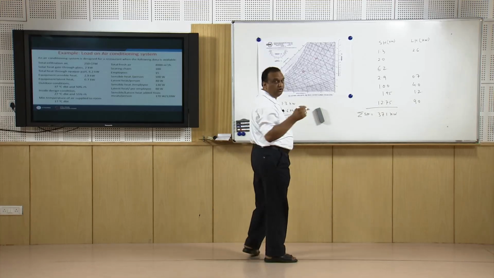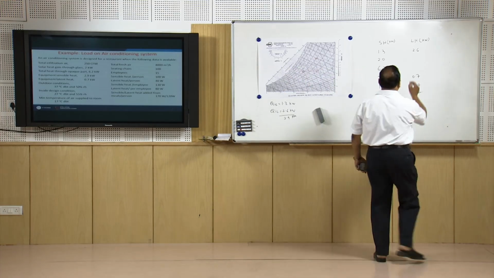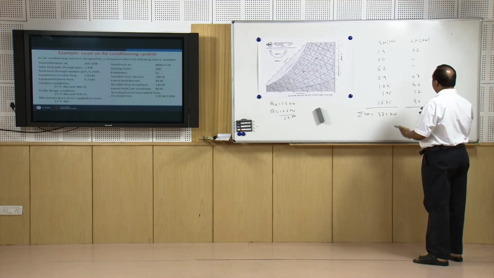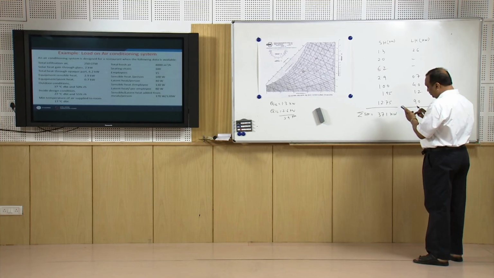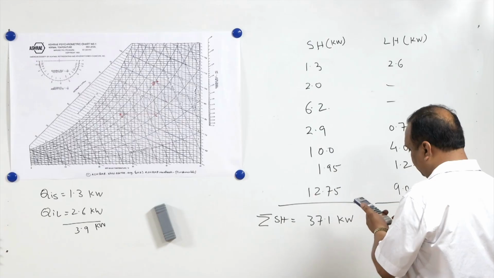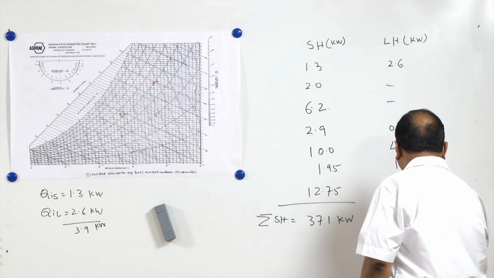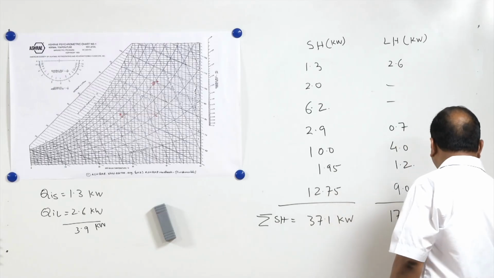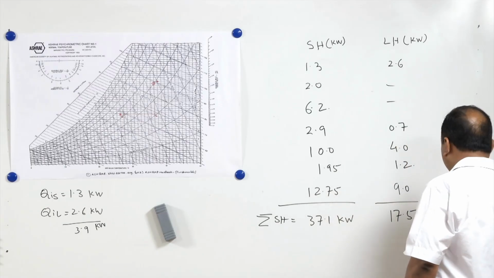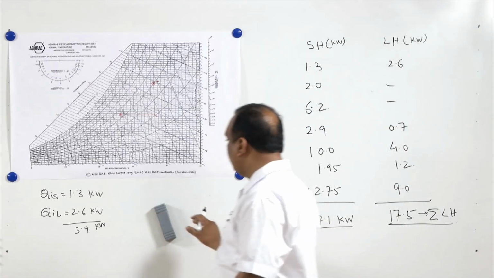Now, you can also do the calculation along with me, so if there is any mistake, you can identify it. This is nil. Now, here the latent heat load is 2.6 plus 0.7 plus 4 plus 1.2 plus 9.0, and that is equivalent to 17.5. That is the latent heat. So latent heat load is 17.5, sensible heat load is 37.1.